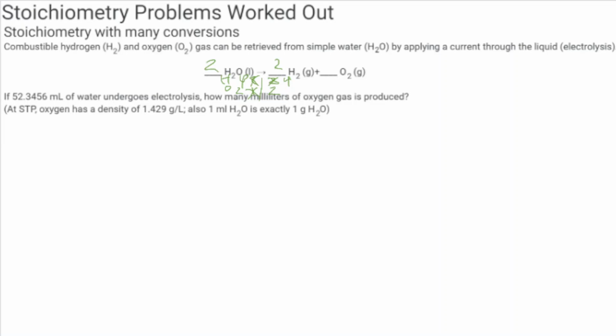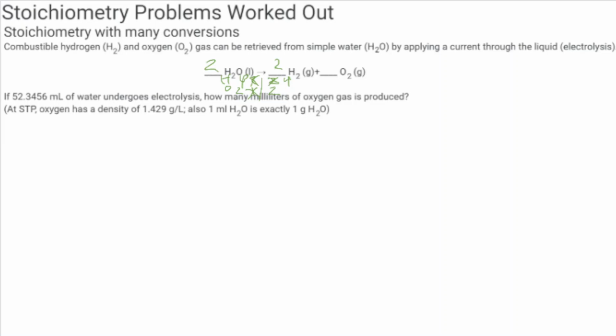If 52.3456 milliliters of water undergoes electrolysis, how many milliliters of oxygen gas is produced? And then we're given some additional information. At STP, oxygen has a density of 1.429 grams per liter. Also, 1 milliliter of H2O is exactly 1 gram of H2O.